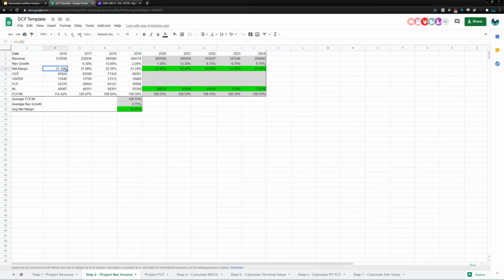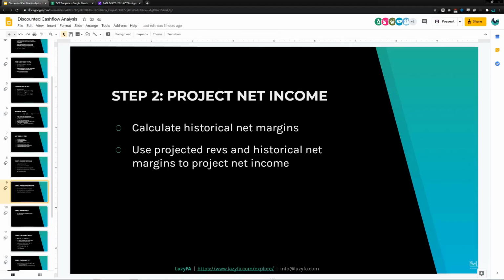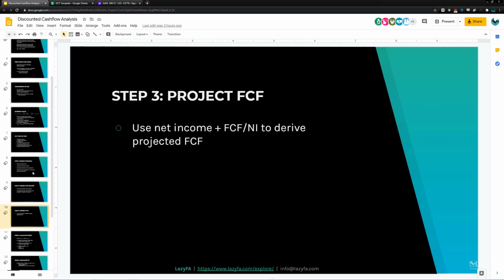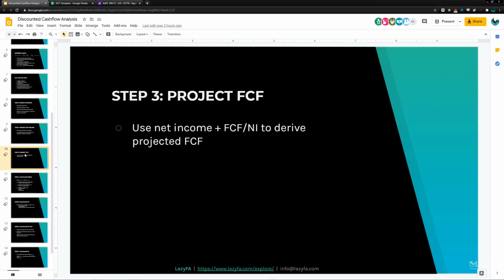By the way, if you don't know how to calculate net margin, it's real simple. It's just net income divided by revenue. So that's how that 21.19% is calculated. Hopefully that's clear so far. So we calculate the historical net margins, and then we use the revenues that we projected in the last step, in conjunction with those margins, in order to calculate the future net income.